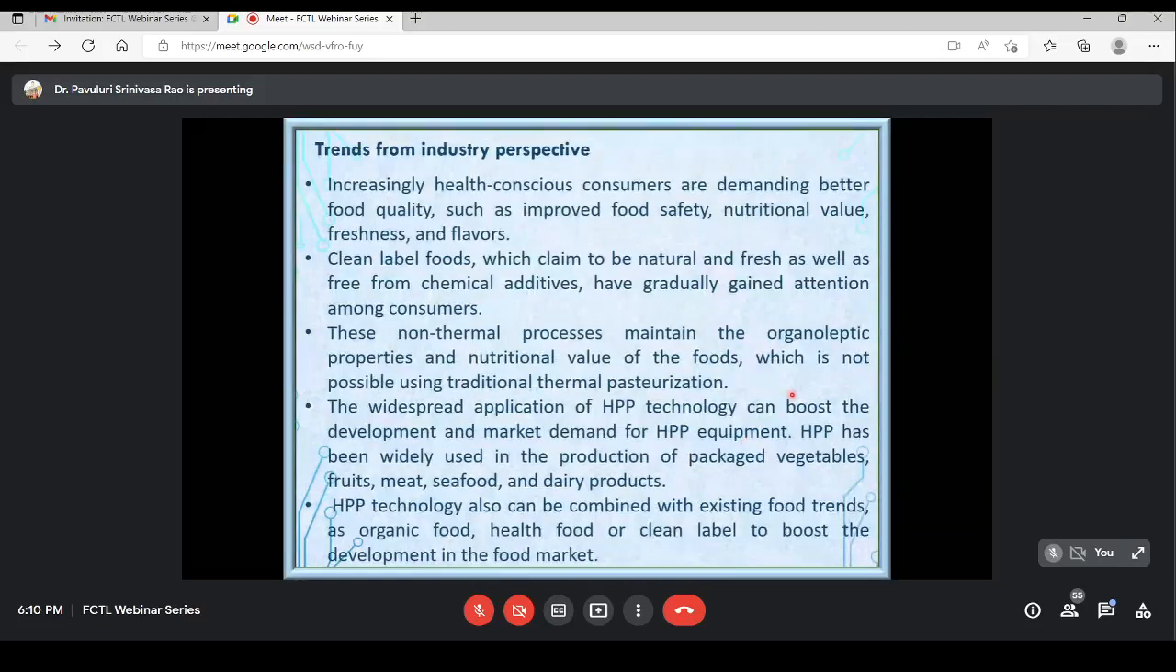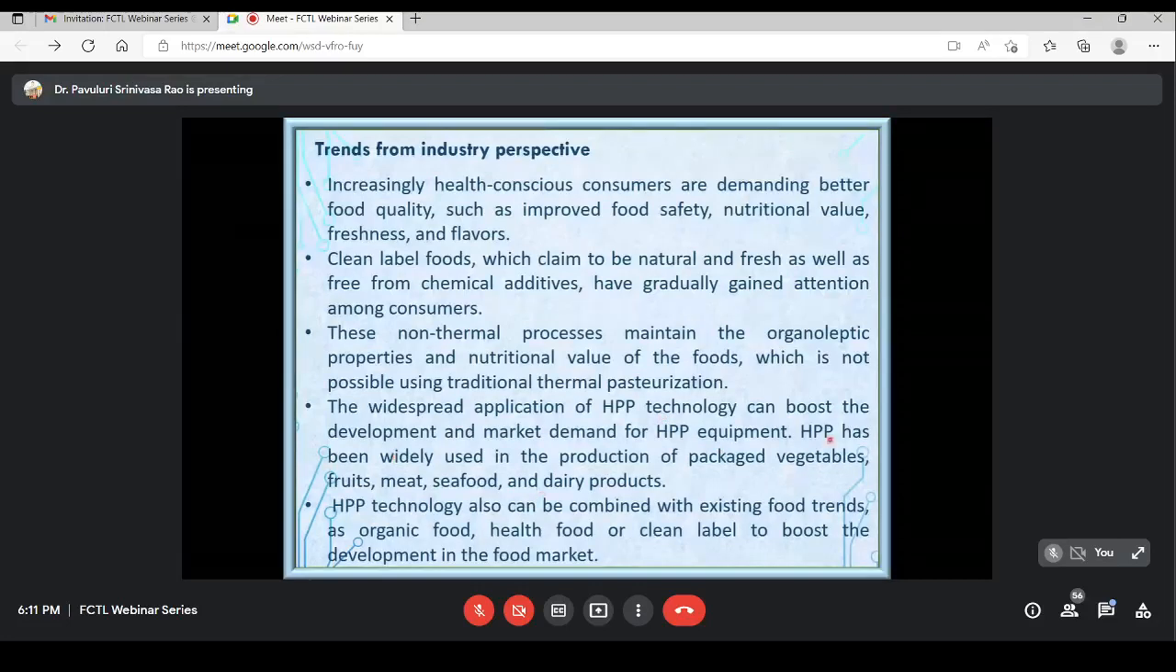And coming to the industry trends, or from the perspective of industry, increasingly health conscious consumers are demanding better food quality, such as improved food safety, nutritional value, freshness, and keeping all the flavors intact. Another segment is clean label foods, which claim to be natural and fresh, as well as free from chemical additives, and have gradually gained the attention of consumers. So in all these cases, HPP can be combined and has an advantage in extending the shelf life while retaining its natural quality. These non-thermal processes can maintain the organoleptic properties and nutritional value of the foods, which is not possible with conventional thermal pasteurization or any kind of thermal treatments.